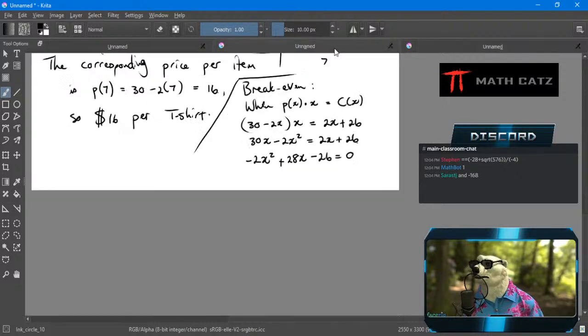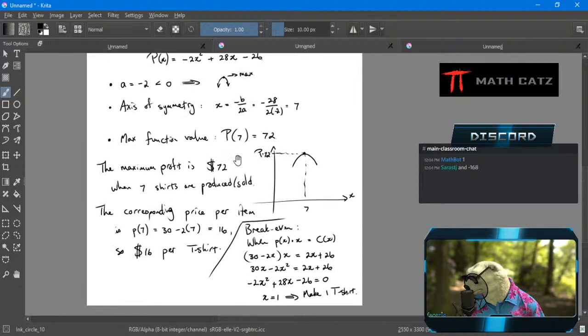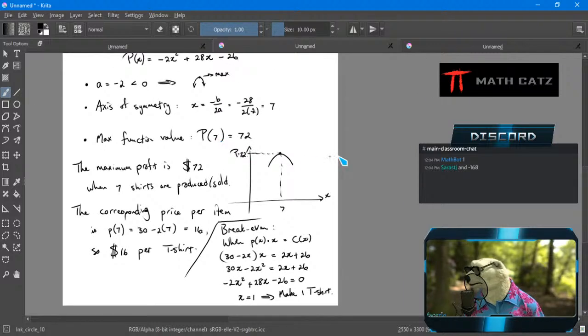Let's write that over here where my answer should go. X equal to 1, meaning make 1 t-shirt. That does not seem worth it. But this analysis says, according to all the information, if I make 1 t-shirt, I won't lose money. I might lose my time, but I'm not going to lose any money.